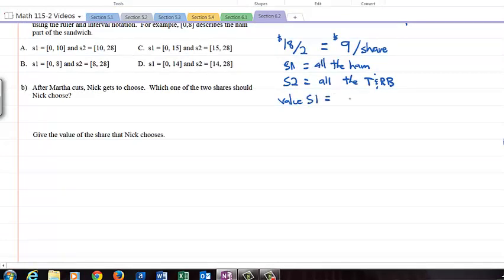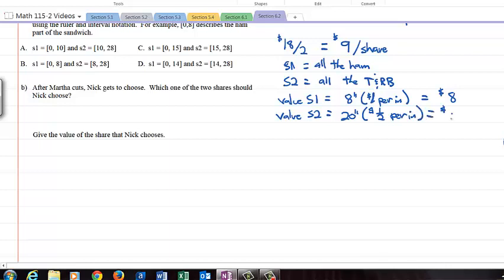Value of S1 then is going to be 8 inches of ham times $1 per inch equals $8. Value of S2 is going to be 20 inches times $1/2 per inch, which is going to be $10. But Martha needs both of those to be 9.